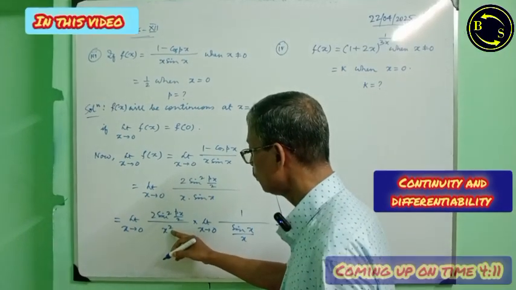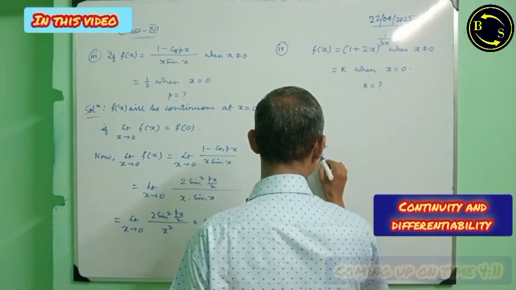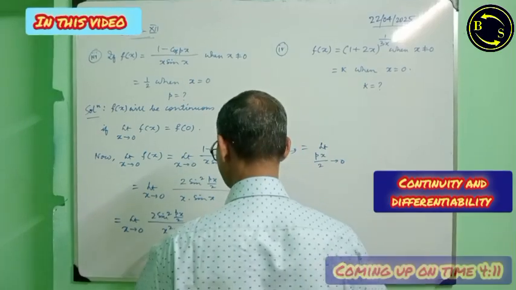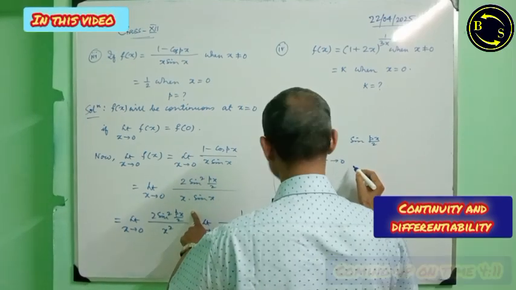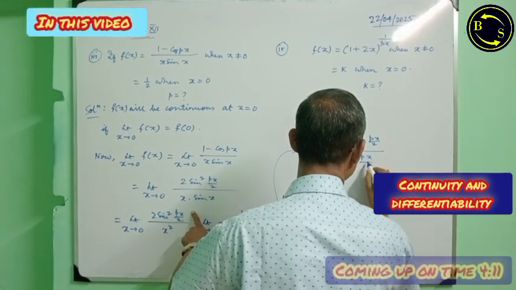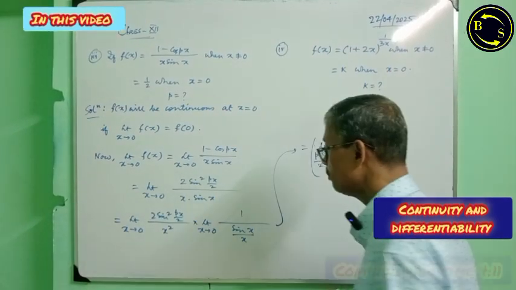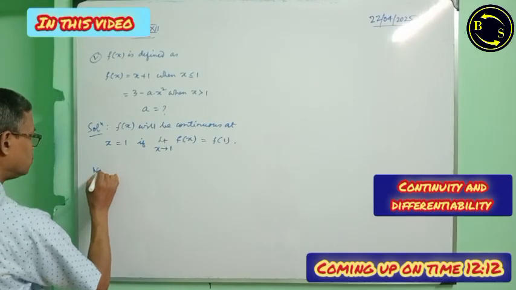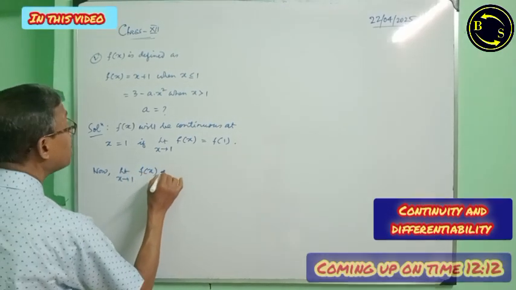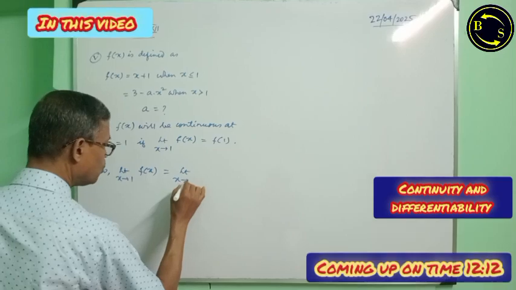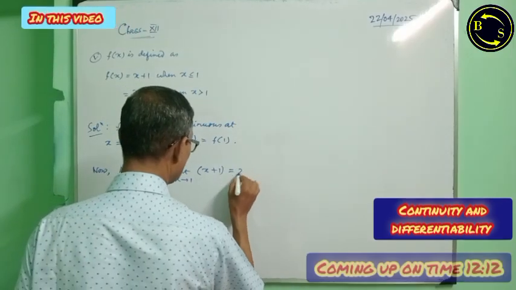Now x tends to 0, therefore px by 2 tends to 0. I use that sin px by 2 over px by 2. Actually we are forming here the standard limit form. Now limit x tends to 1 of f(x) is equal to limit x tends to 1 of x plus 1, that is equal to 2.